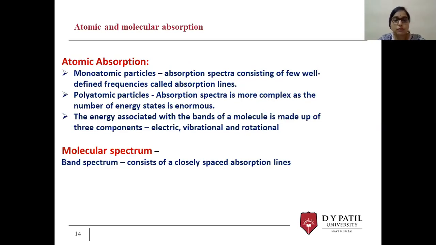Okay, the energy associated with the bands of a molecule is made up of three components: electronic, vibrational, and rotational. Altogether, we'll be looking at the figure in the next few slides, and we will try to understand it in a better way. The third category is molecular spectrum. Molecular spectrum can be easily understood in the form of a band spectrum. A band spectrum is nothing but closely spaced absorption lines. Your atomic absorption lines can be far apart from each other, but molecular absorption spectra are so close to each other that they can be designated as a band spectrum.